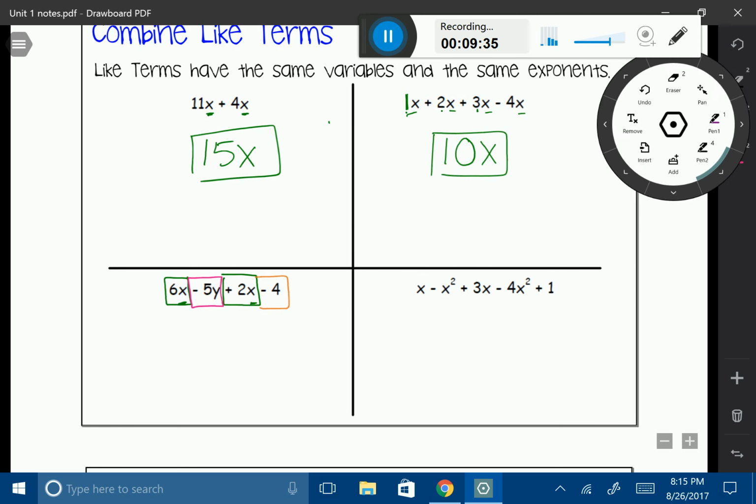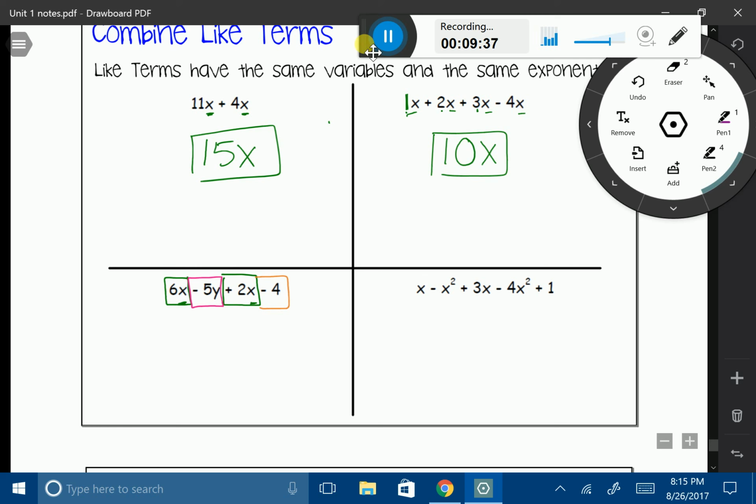So what I'm going to do is combine everything in green. 6x plus 2x, that's going to give me 8x. And then I'm going to go ahead and write down the other ones. If there's anything else I can combine, I can do that now. But in our case, there isn't. So I'm going to write everything down the way it is. And I'm done. You've combined like terms.